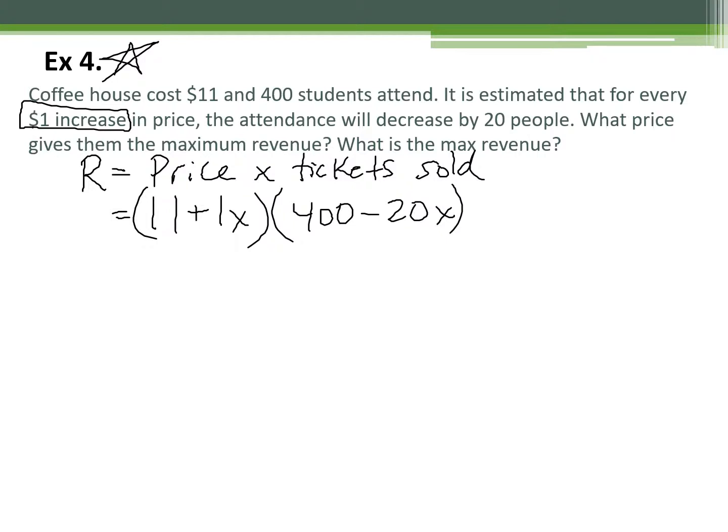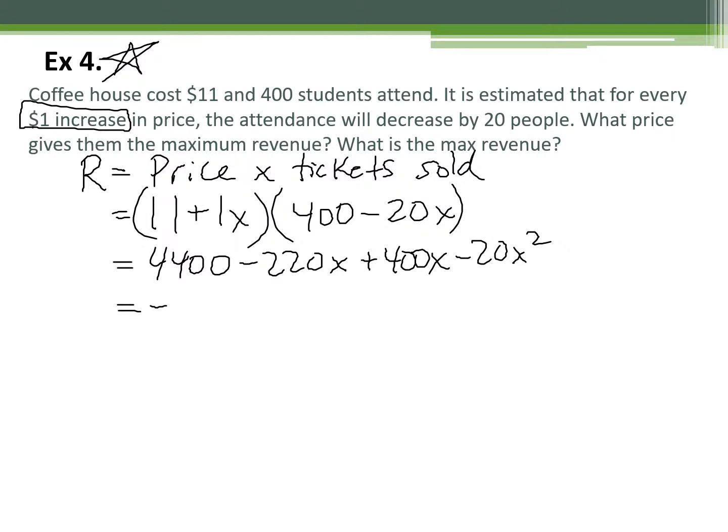From there, you need to FOIL. So first, outside, inside, last. When you FOIL, you should get 4,400 minus 220x plus 400x. So there's our first, outside, inside, and then our last, minus 20x squared. Let's rewrite that in descending order of x and collect like terms. So negative 20x squared. If I collect the like terms in the middle, negative 220 plus 400 gives you 180x and plus 4,400.